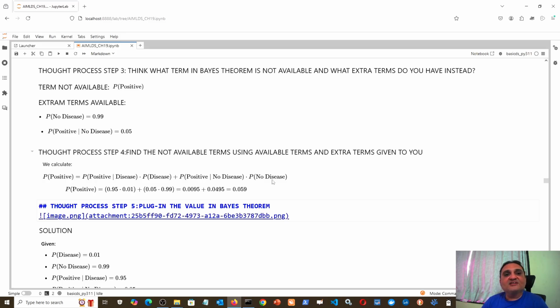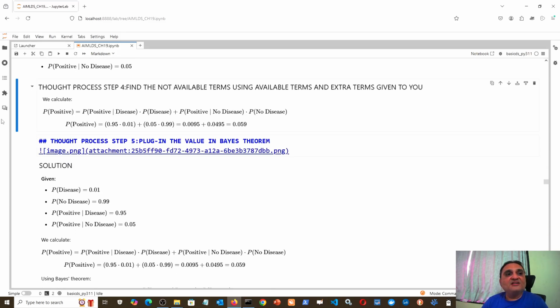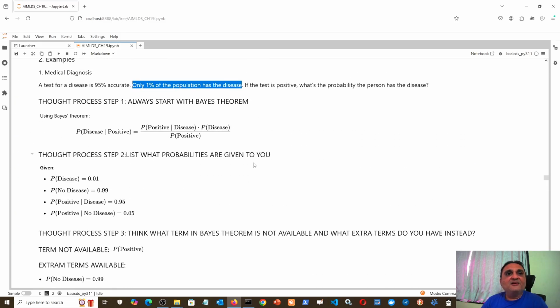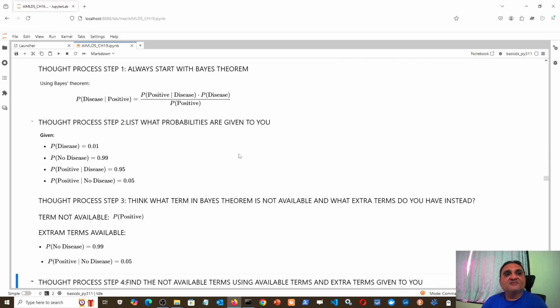And this rule is called the chain rule. Okay, so this is called the chain rule of probability. Now once I substitute, I get my P positive. Forget about the calculation, you can check that it is correct. So I got my P positive as 0.059. My aim was to substitute that value of P positive in this equation because other things were already known to me. So P positive given disease.